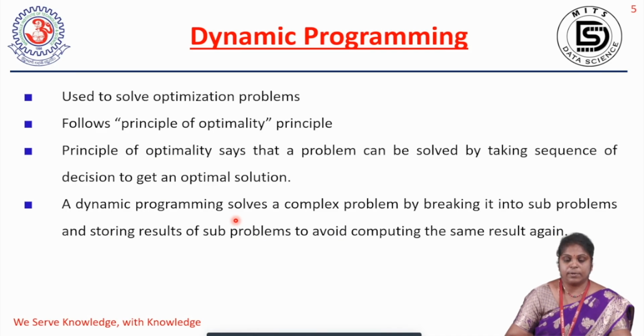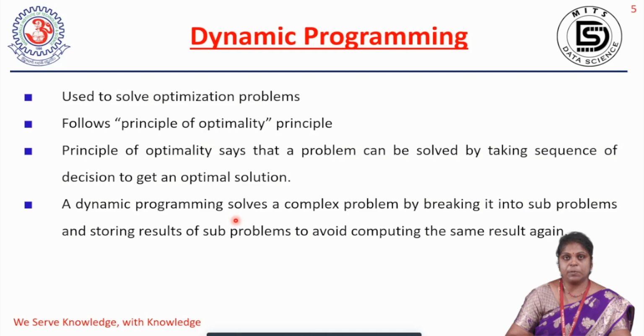So what is dynamic programming? Dynamic programming is used to solve optimization problems. What do optimization problems mean? A problem with an optimized solution, we call it an optimization problem. This dynamic programming works on the principle of optimality. What is the principle of optimality? Here we can see a sequence of decisions is taken to get an optimal solution. Taking this sequence of decisions, we call it the principle of optimality.